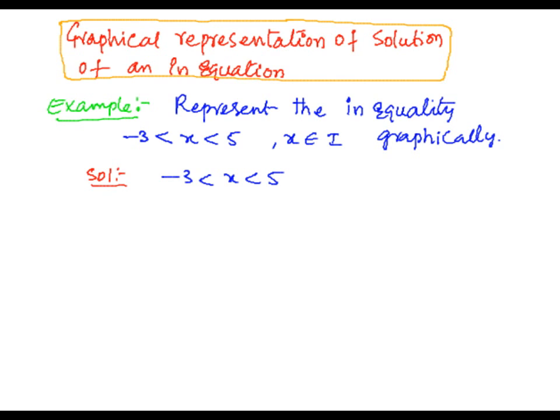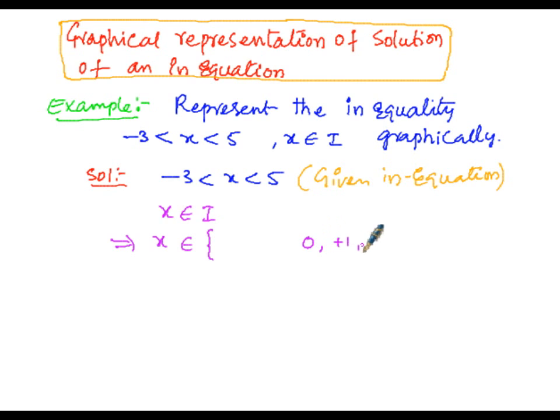This is the given inequation. Along with this, x belongs to integers. So, x belongs to I, that implies x belongs to integers 0, plus 1, plus 2, plus 3 and so on, minus 1, minus 2 and minus 3 and so on. So, these are the values of x.